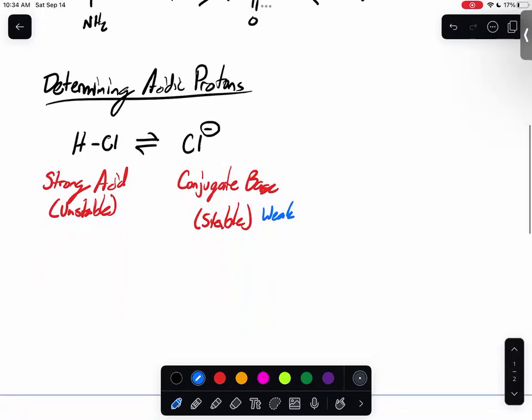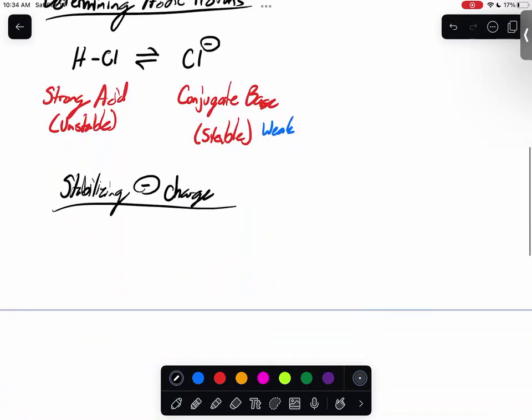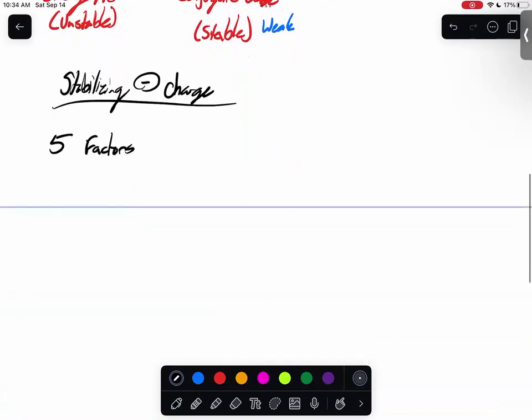So, whenever we're looking at stabilizing a negative charge, there are multiple factors that go into this, right? So, there are five different factors that can stabilize a negative charge. The first one is atomic size, right? And we'll go through each of these and we'll kind of define exactly what is going on with each. But the first one is indeed atomic size.